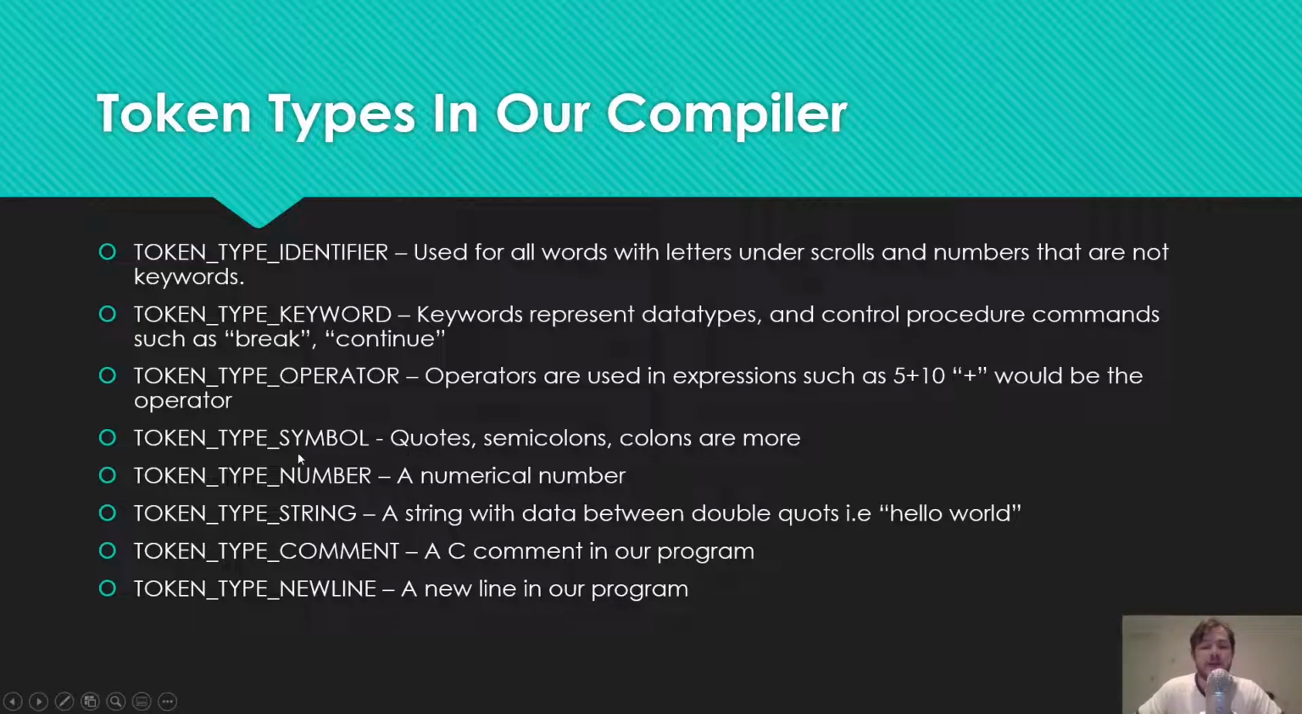In our compiler, we will also have symbols. These are quotes, semicolons, colons, and so on. Numbers are pretty self-explanatory: a numeric number, 50, 90, 100. Strings have data between quotes. Whenever we have a string in C, like double quote, hello world, double quote, that's a string. It's the same with our compiler, since we're compiling C. Anything between these double quotes has a token type of string. Then comments are for any comments in our C program, whether multi-line comments or normal one-line comments. They get created into a token type comment token. And token type new line just represents a new line in our program.